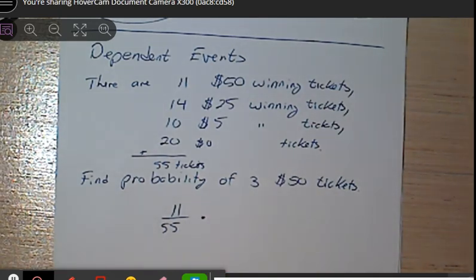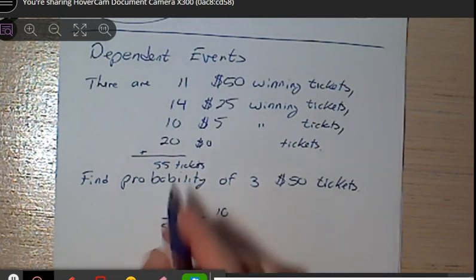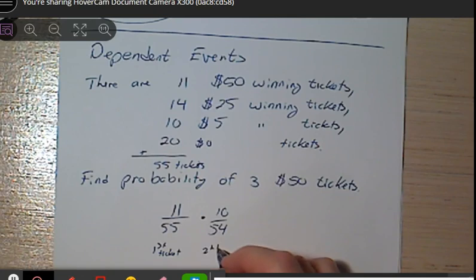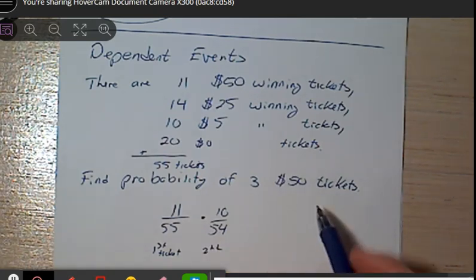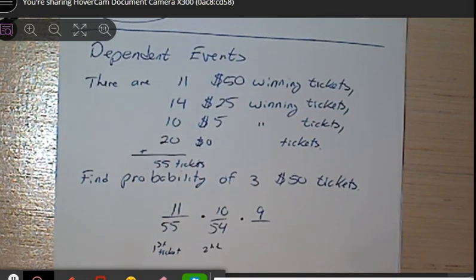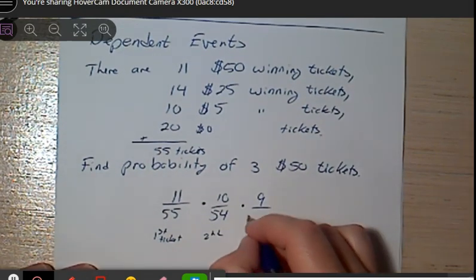If they say, all right, what's the chance of drawing 2? Well, if you've already drawn one of these tickets out, now there's not 11 left over. Now there's 10 winning tickets left over. You've taken one of those out, so instead of having 55 tickets, now you're down to 54 tickets. So that's for your first ticket. This would be for your second ticket. And then if you get one more $50 ticket, well, same thing. Now you're down to 9 tickets that are there. You've already drawn out 2 of them, so now you're down to 53.